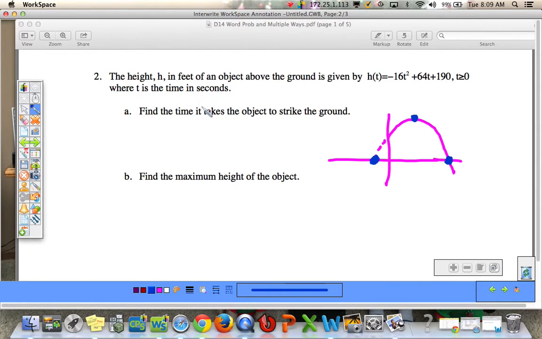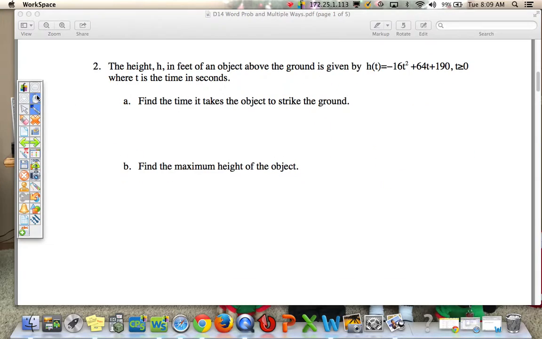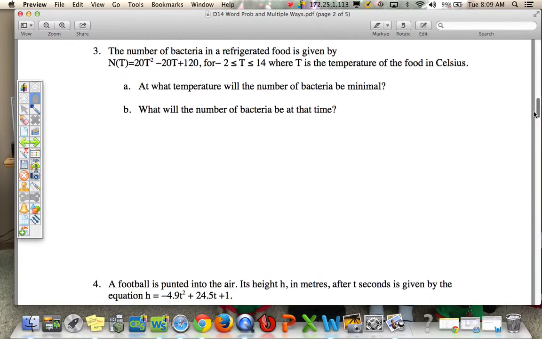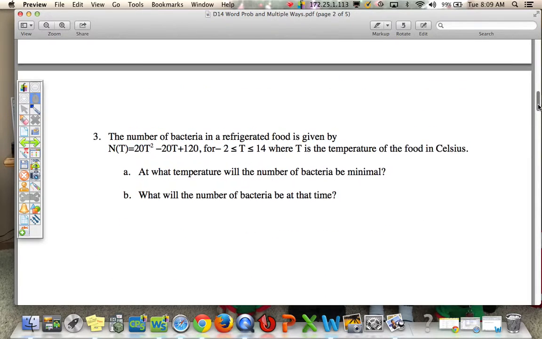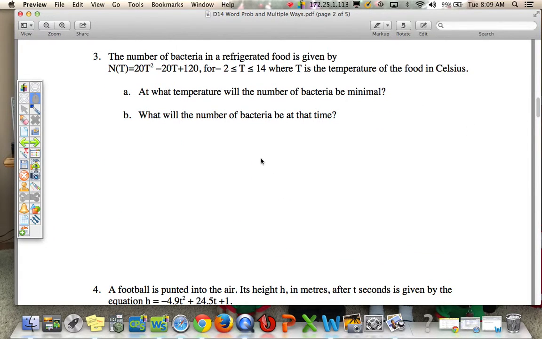So I'm going to let you guys try this one. We want to figure out how long does it take to hit the ground. And you also want to find the vertex, the max height of the object. So that one you should try. And then there's two left. We'll do number 3, and again, number 4 is like the previous problems that we've done.